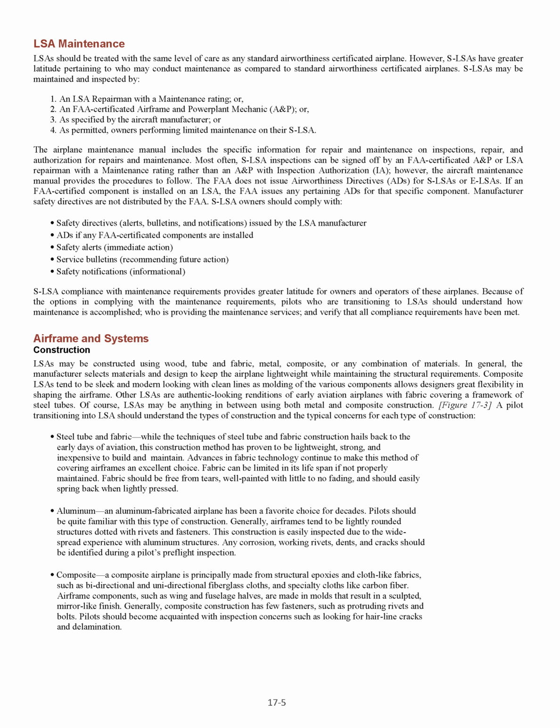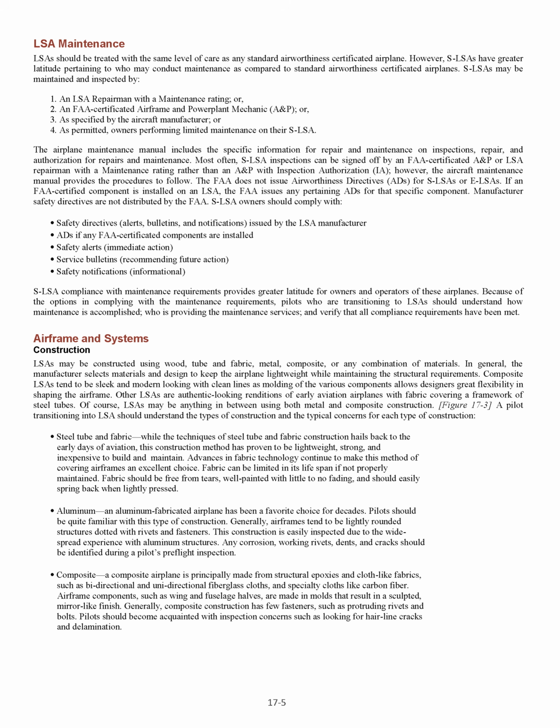Aluminum. An aluminum fabricated airplane has been a favorite choice for decades. Pilots should be quite familiar with this type of construction. Generally, airframes tend to be lightly rounded structures dotted with rivets and fasteners. This construction is easily inspected due to the widespread experience with aluminum structures. Any corrosion, working rivets, dents, and cracks should be identified during a pilot's pre-flight inspection.